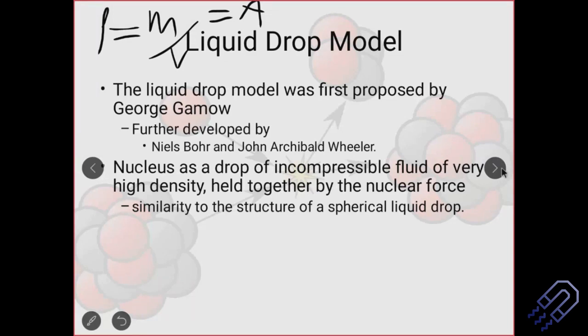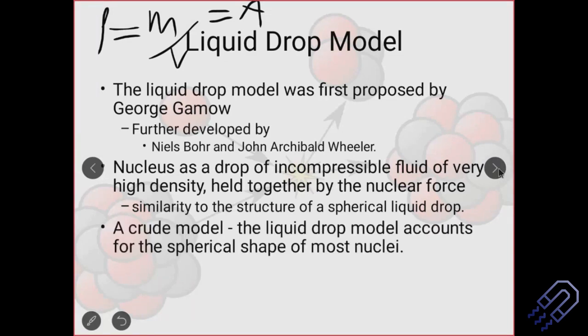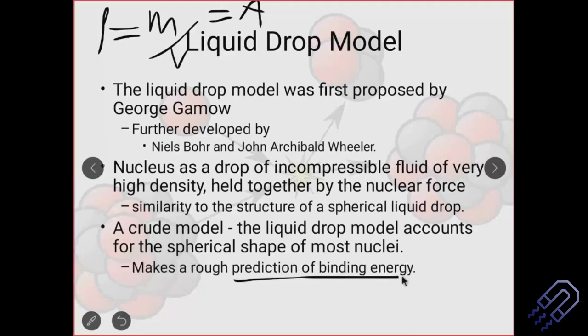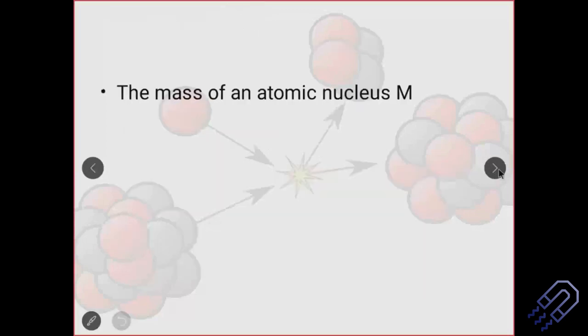So the liquid drop model is basically a crude, very rough model. It doesn't explain all the parameters. This is something you're going to see in the next few slides. It explains a lot of things, but not everything. Basically it makes a very rough prediction of the binding energy. So more and more theories are coming up, with more and more people trying to understand things. So let's go back to binding energy.